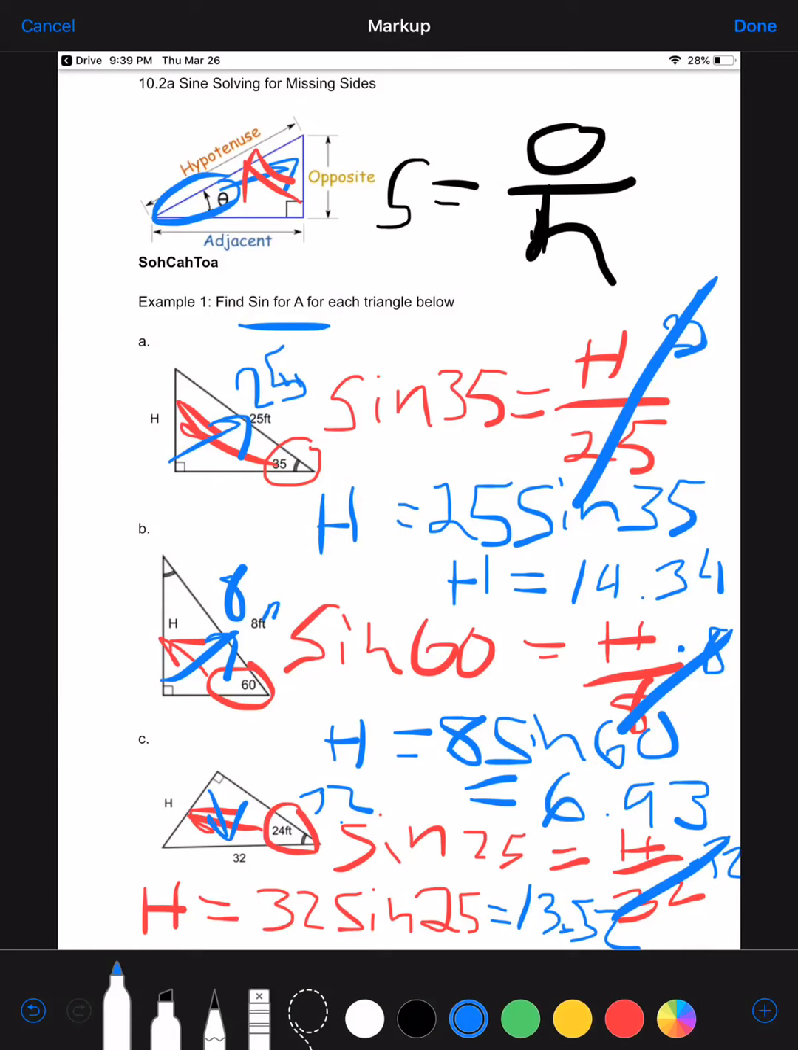Remember, pay attention to where your angle is. Pay attention to your sides. If you want to replace h with something else, you can. Or if it gives you a different letter, don't worry about the letters. Just put whatever letter they give you. Solve. And yeah, just make sure you're paying attention to what sides you're using. And you should be good.